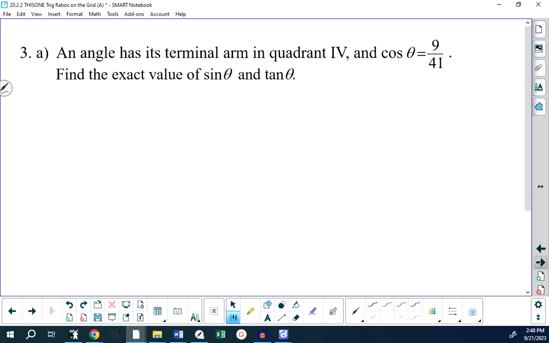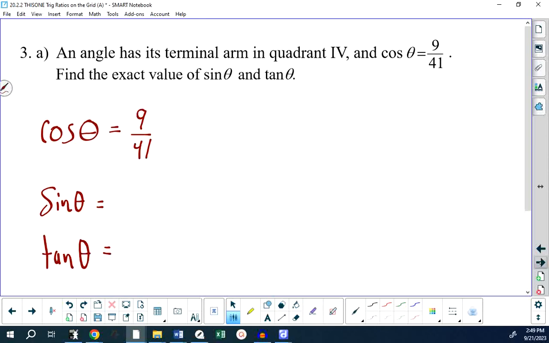As I said, this is an action-packed lesson. Number 3. Things take a bit of a turn here. So you're told, 3a is pretty tame, that cosine of theta is 9 over 41, and you're asked to find sine of theta and tan of theta.